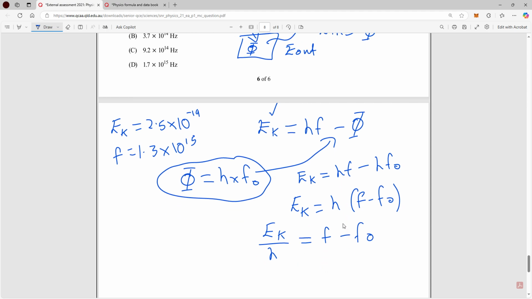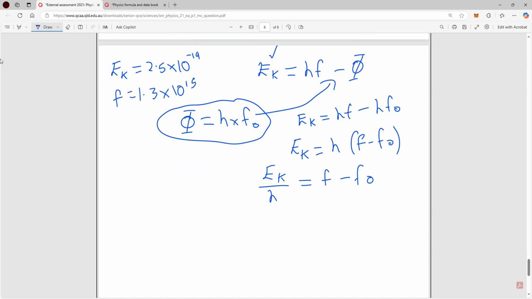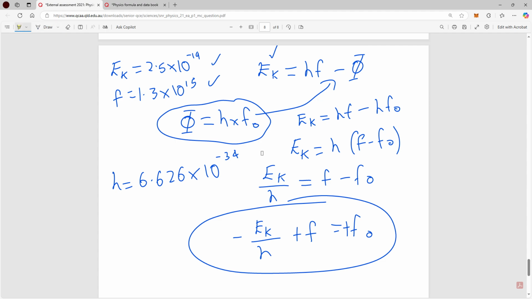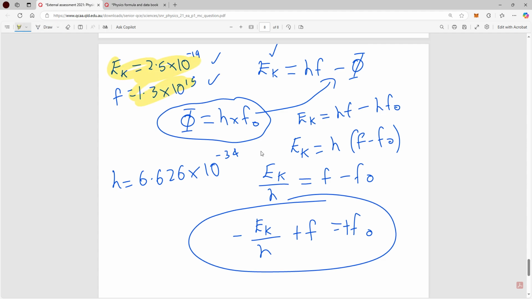Then what you could do is move the f across. So you can have kinetic energy over Planck's constant minus the frequency equals the negative threshold frequency. Times everything by negative 1, so make that negative, make that positive, make that positive. And you've got an expression for the threshold frequency given these two things, and we already know what Planck's constant is. Planck's constant is 6.626 times 10 to the negative 34. So all you've got to do is chuck all this information into this expression and calculate it.